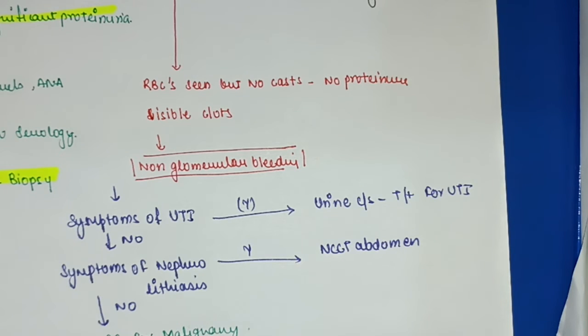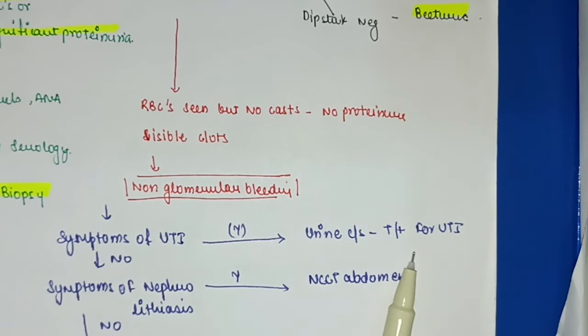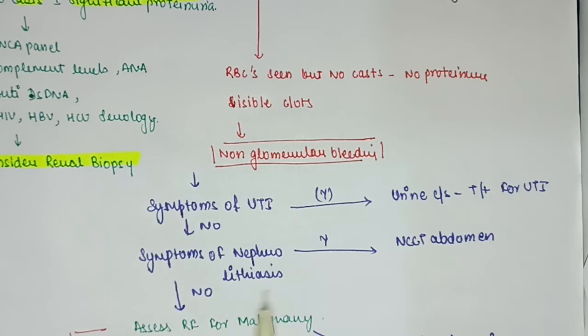Pyelonephritis and UTI are the most common causes of non-glomerular bleeding or overall hematuria. So we will inquire about the symptoms of UTI. If the patient has dysuria, increased frequency, burning micturition, then we will do a urine culture. If the culture is positive or if there are many pus cells on urinary examination, then treat for UTI. If there are no symptoms of UTI, the next common thing is nephrolithiasis. Ask about flank pain, groin pain, then go for NCCT abdomen to rule out nephrolithiasis.